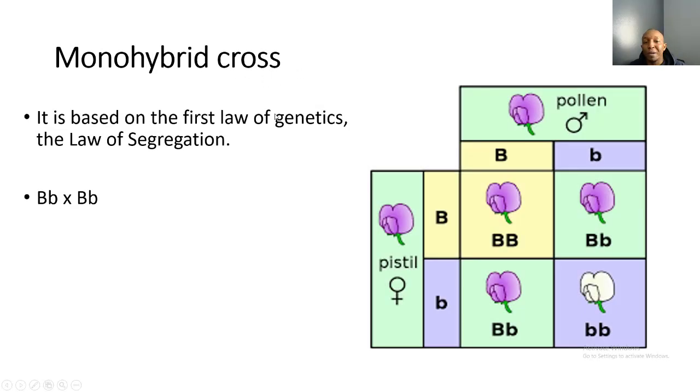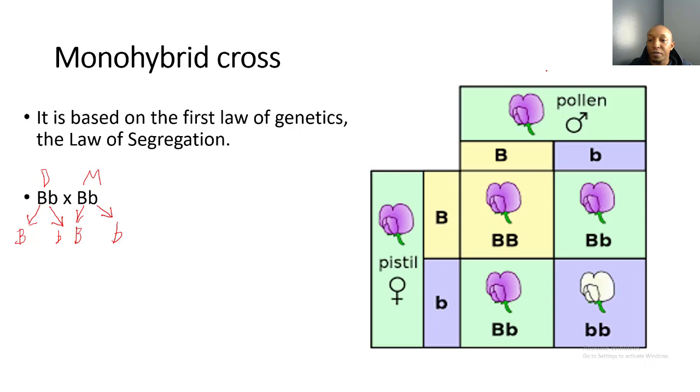A monohybrid cross is based off the first law of genetics, which is the law of segregation. The law of segregation says if this is your dad, and I put a D for dad, he can give you one of two alleles. And these alleles are separate. They don't come together. And say if this is your mom, I put an M for mom. Same thing for mom. She can give you one of these two alleles, either a big B or a little b in this example.